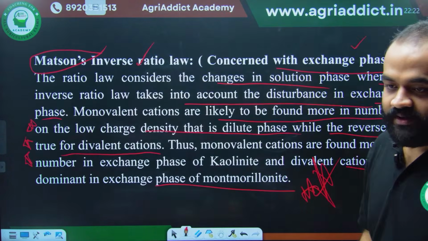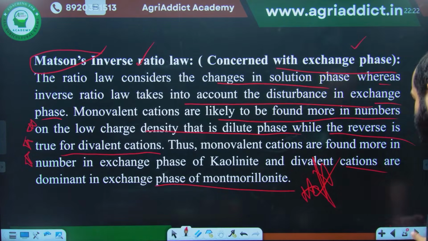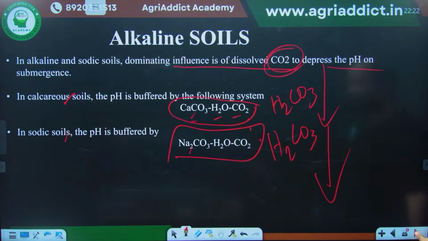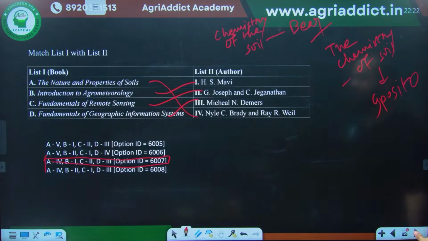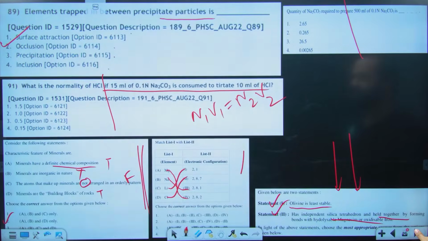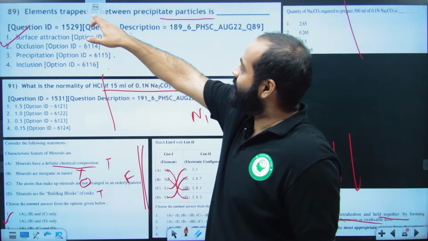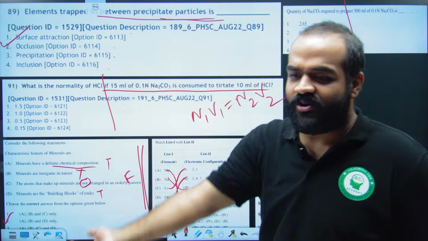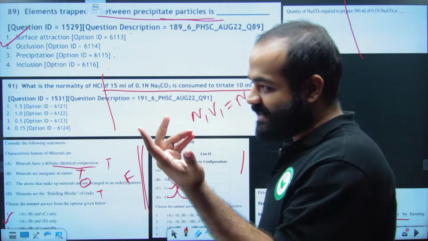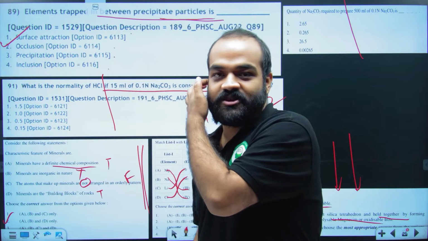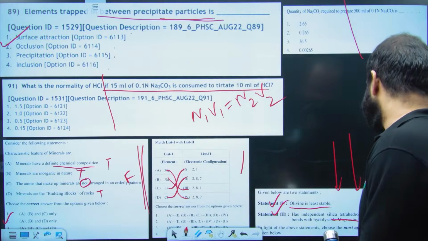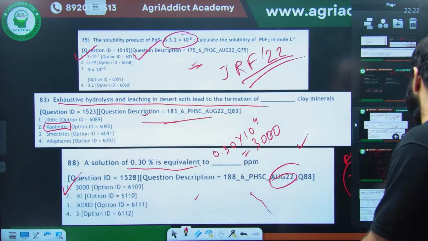Shomik Paul, what is occlusion? Why do you ask afterwards? When the question was happening, I told you, I had given the definition of occlusion. They asked the normal definition of occlusion. See, elements trapped in between precipitate particles is called occlusion. Occlusion of nutrients inside the minerals, because of which they do not come out. There is occlusion of micronutrients, and occlusion of many nutrients. That is occlusion, right?